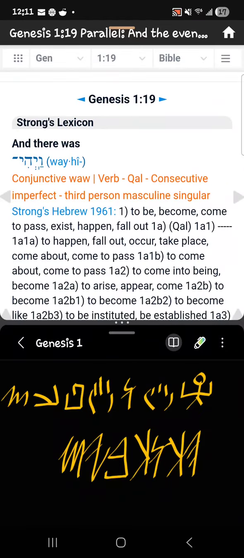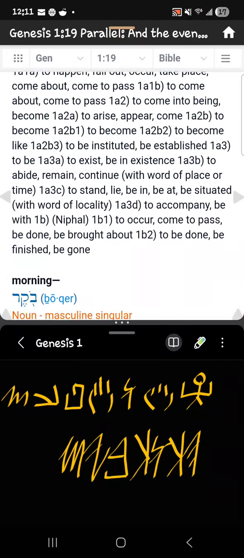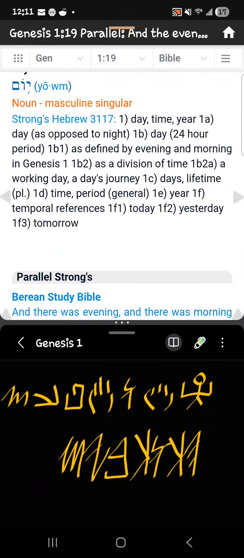So technically, did he create darkness before he created light? Because there was darkness over the face of the earth, right? And then he said, let there be light. So was darkness already created before light? And there was evening, and there was morning, the fourth day.